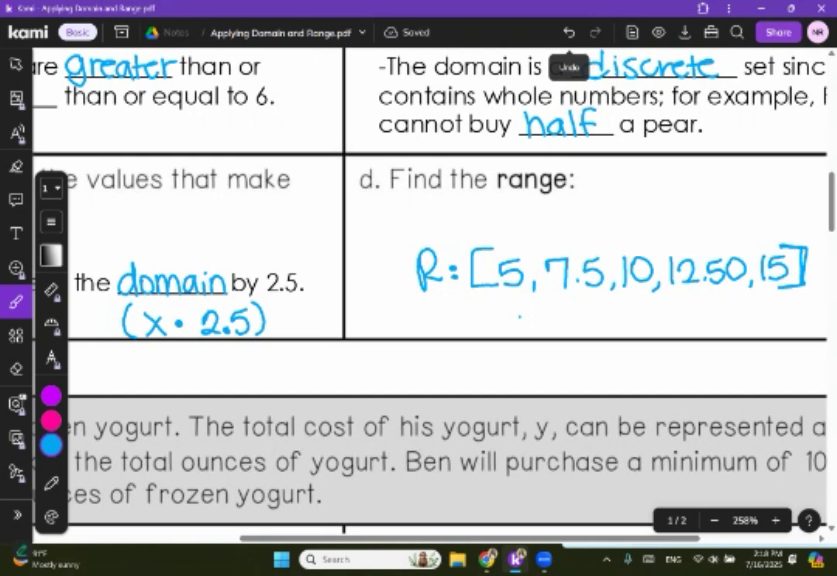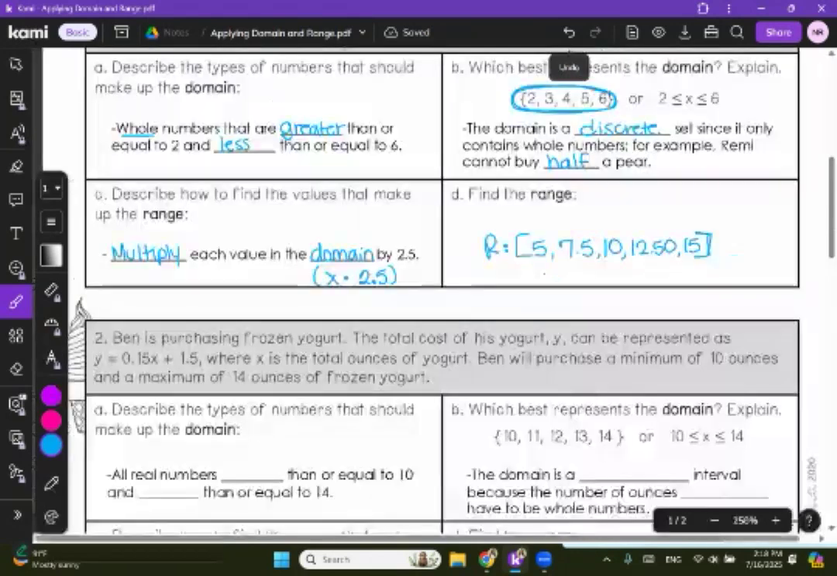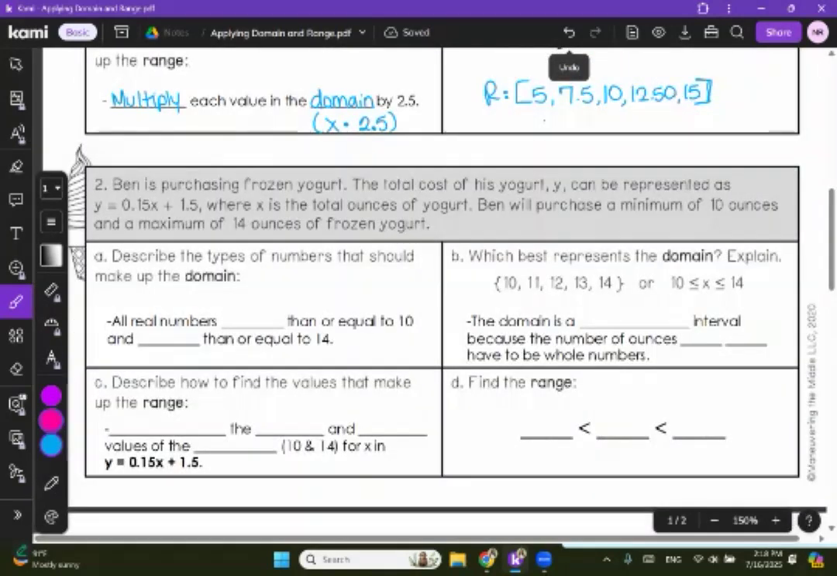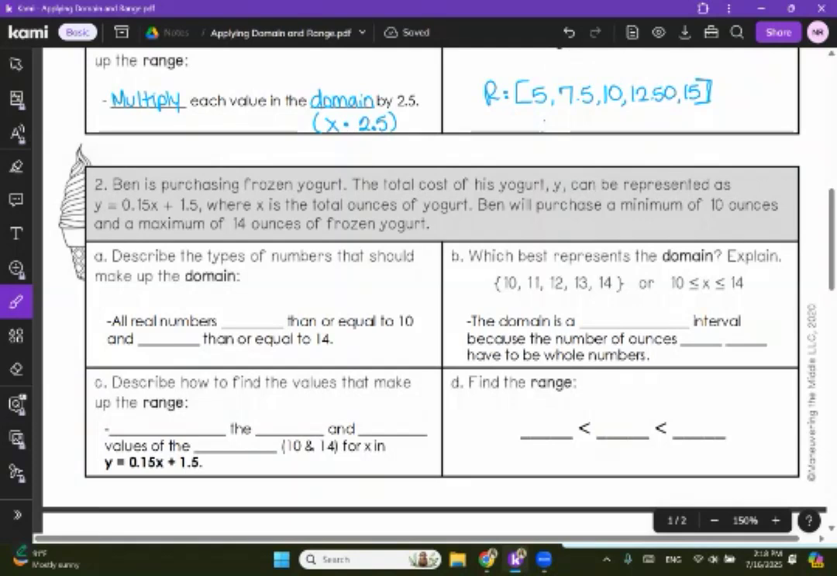A set amount of costs. Our costs are either going to be 5, 7.5, 10, 12.50, 15, nothing in between. If it was possible to get something in between, then we would write it with an inequality or as an interval. Number 2, Ben. Ben is purchasing frozen yogurt. The total cost of his yogurt can be represented with this equation right here.